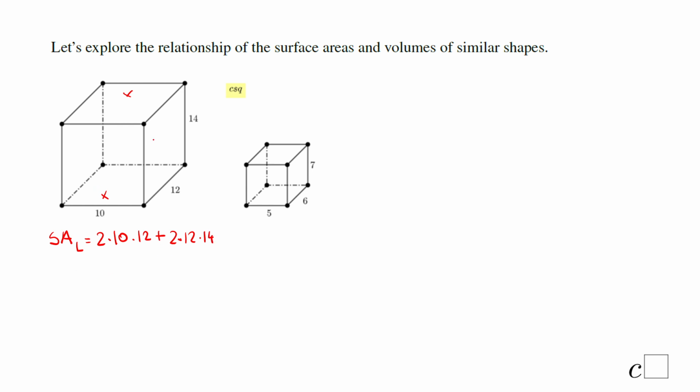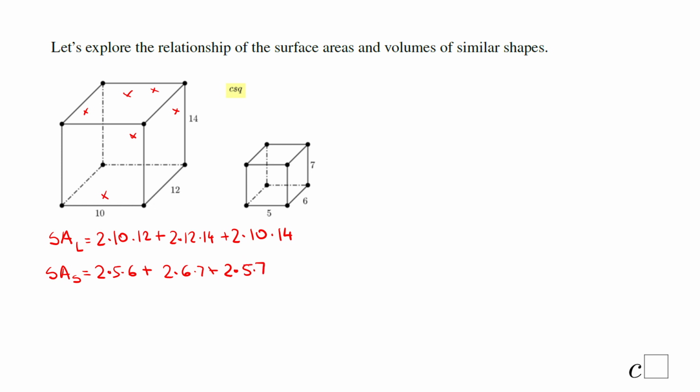And we have two more faces. Yeah, we have front and back. This one, which is 10 by 14, front and back. So again, I'm going to say 2 times 10 times 14. And very similar, you can do the surface area, or even the lateral area, by the way. It's a little bit easier, of the small shape. That will be what? 2 times 5 times 6, plus 2 times 6 times 7, plus 2 times 5 times 7.